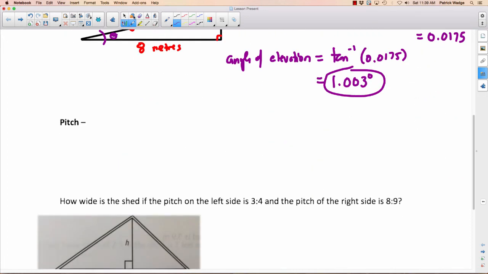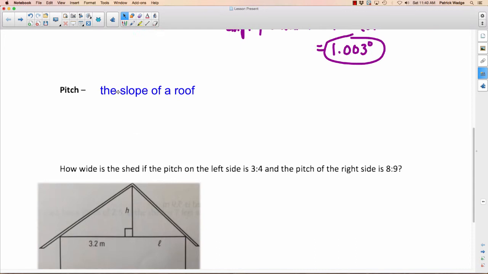Okay, our next term is pitch. Doesn't have to do with throwing a baseball. Doesn't have to do with how high a note is, right? Low pitch, high pitch, no, that's music. Pitch in construction is just the slope of a roof. It's literally the same as slope when you're talking about a roof.